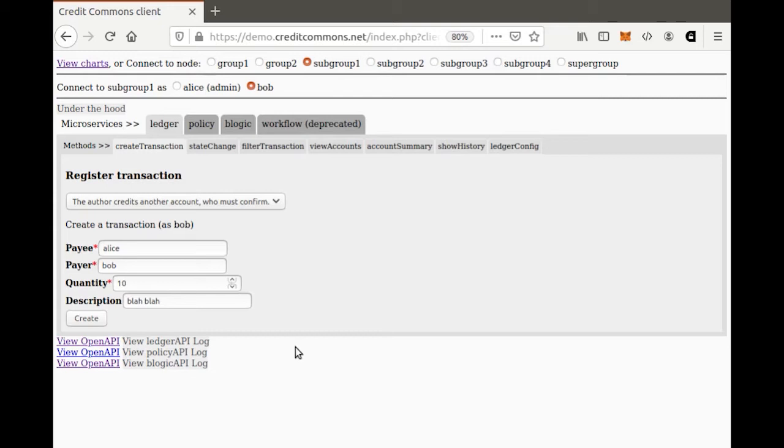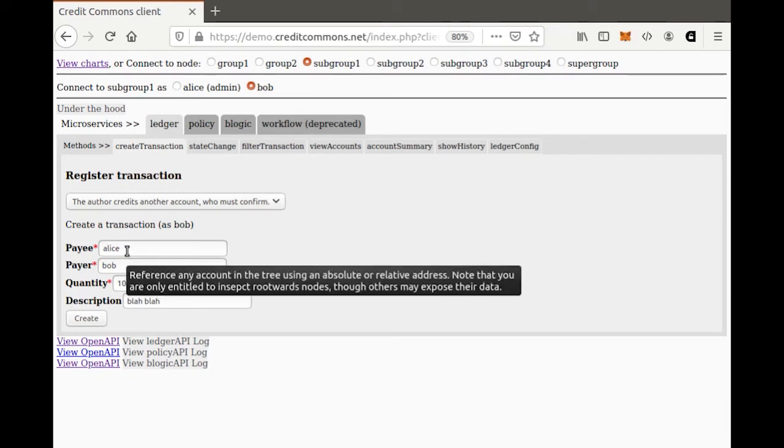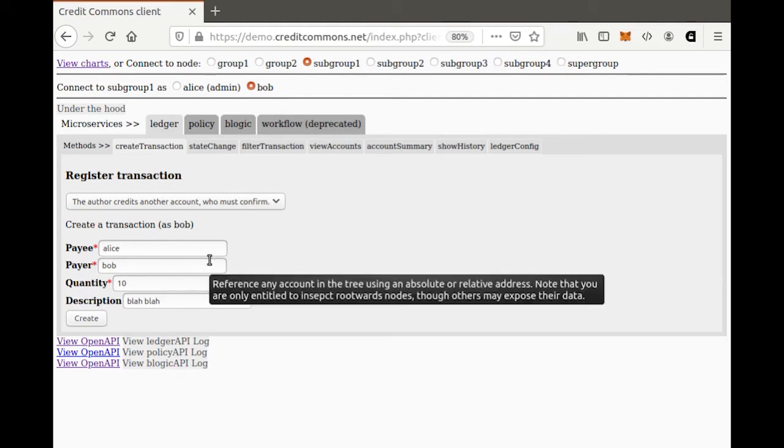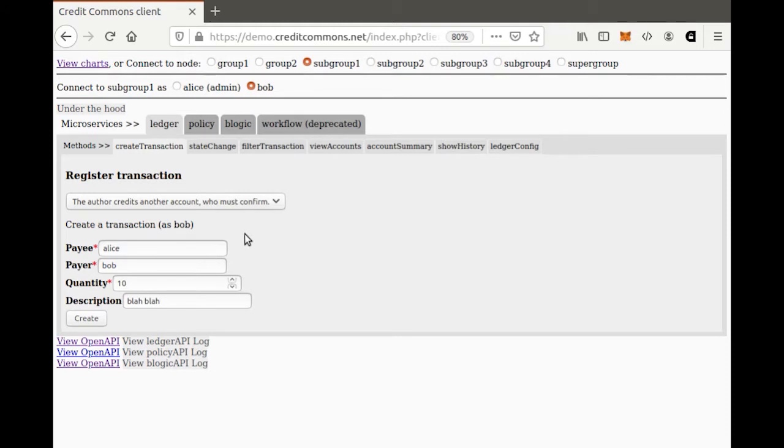Okay, so let's get on and make a transaction. We already know that in subgroup 1 we've got 2 users who are called Alice and Bob, and so we can make a transaction between them of 10 with a description of blah blah. You just have to be careful that you're using the right workflow. Here's the workflow options, and in this case the author credits another account, so Bob will credit Alice, and that means Bob is the payer and Alice is the payee, so that should work.